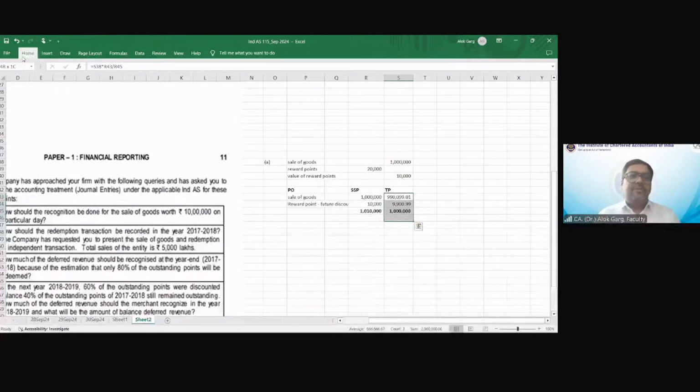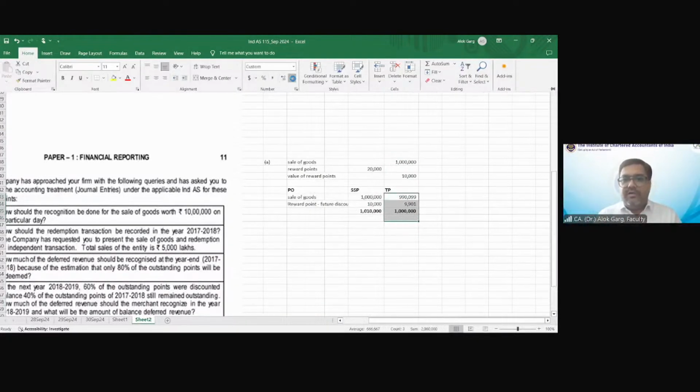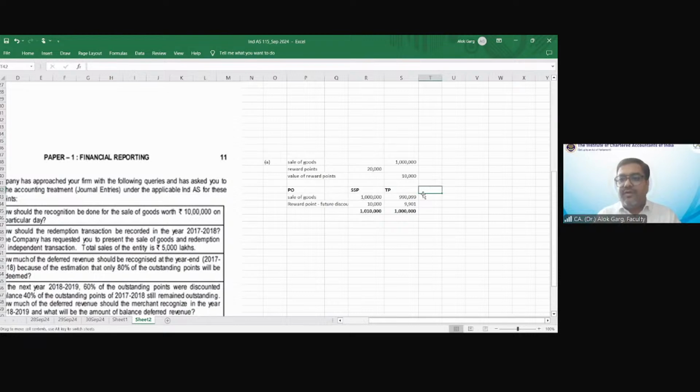So I got the revenue allocated on the first transaction price. What is the accounting entry? The accounting entry is: bank account debit to revenue from sale of goods, credit to contract liability, deferred revenue, right? Which is nothing, it's a deferred revenue. You can just write deferred revenue, credit, that will also work.